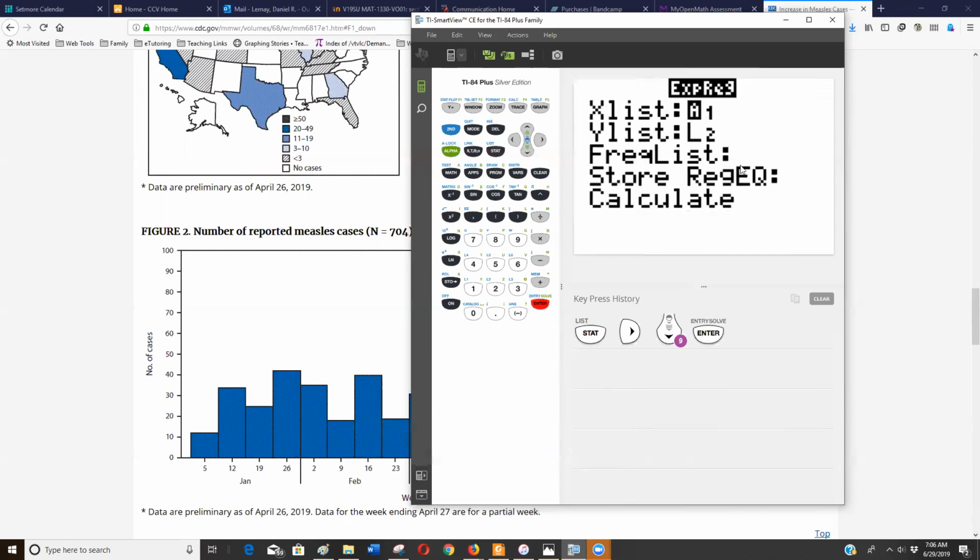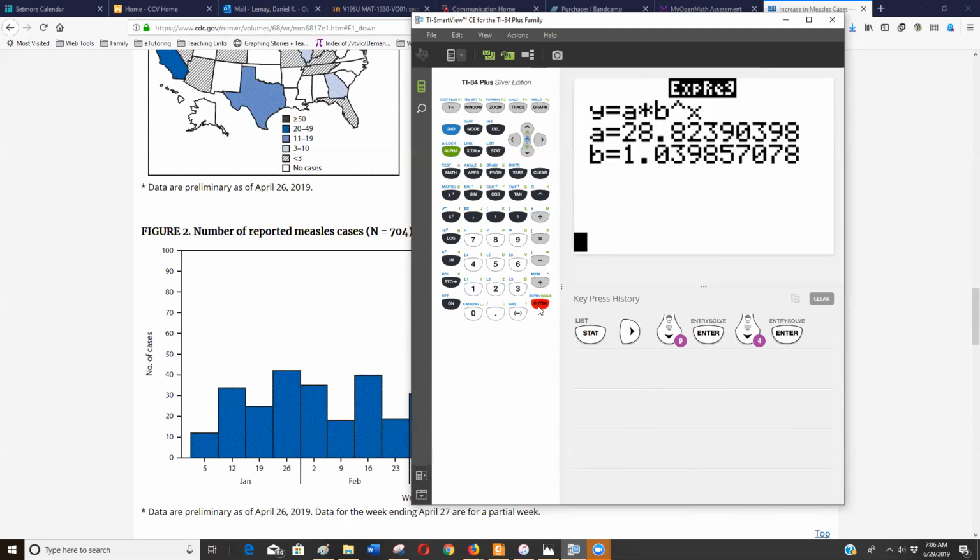What's the X list? What's the Y list? We don't need to store the residuals. We don't have any frequency. We're just going to come down, calculate. And I've got an exponential equation. Now, one thing I'm missing, and I really want to see this: I want to see how strong a relationship my line actually has. I noticed there was some flux when I was looking at the curves.